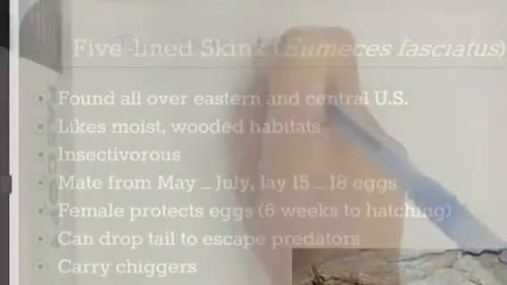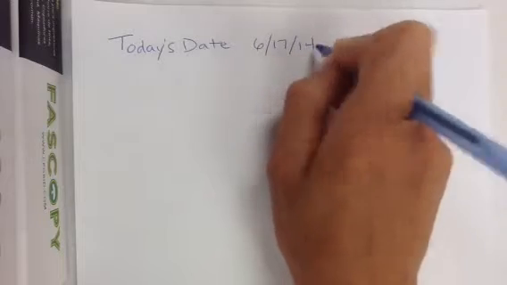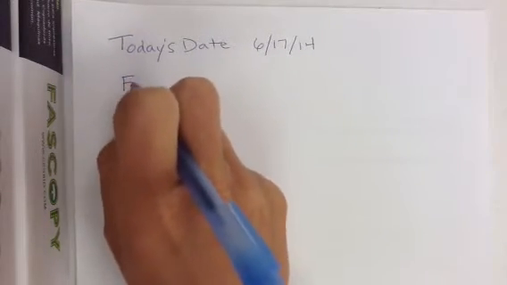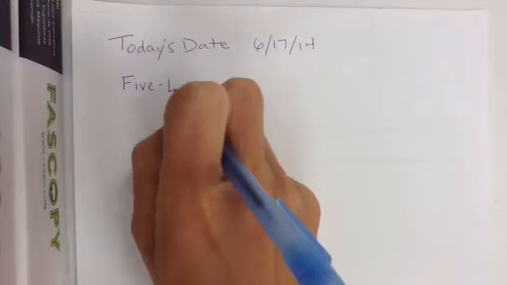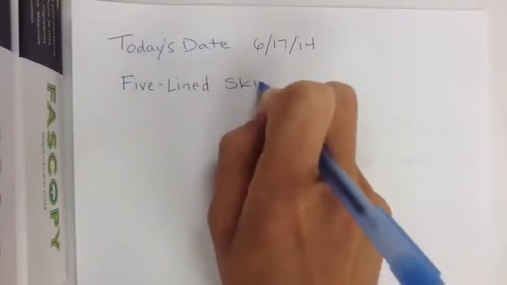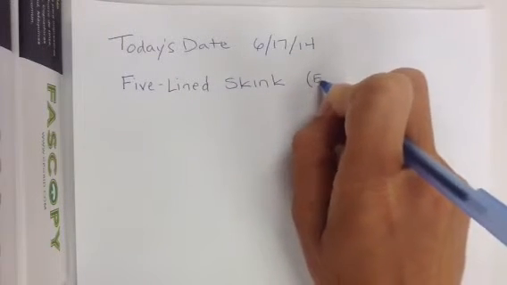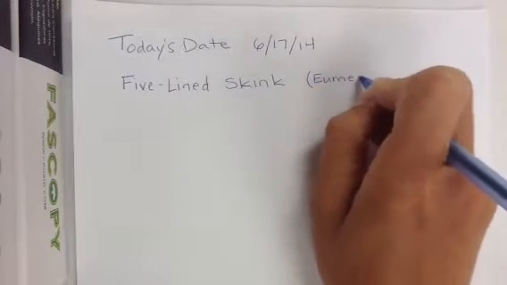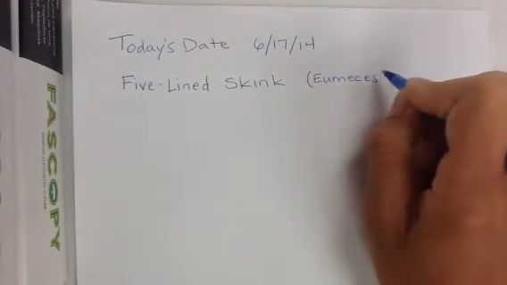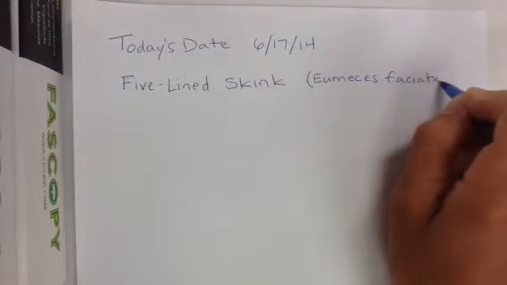And not only are we going to learn about the five-lined skink, but I'm also going to help you learn how to take notes over the five-lined skink and any other species of the day. So the first thing I would do is write your date on the paper and the common name of the species, which in this case is the five-lined skink. Then I always have next to it the scientific name. And in this case, the scientific name is Eumeces fasciatus.